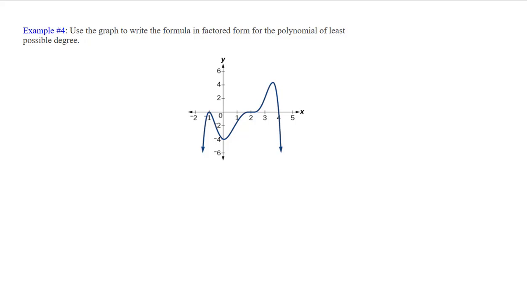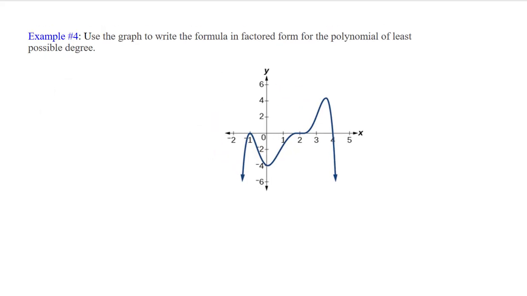Welcome to a video on writing a formula for a polynomial function where its graph is given. Consider example 4. Use the graph to write the formula in factored form for the polynomial of least possible degree.